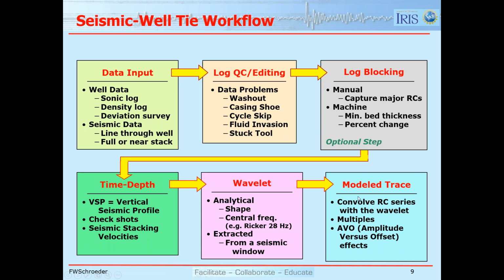And then we can generate our modeled trace or our synthetic trace. We use the mathematical procedure called convolution. We have our reflection coefficients from our sonic and density logs. We have our wavelet, either an analytical or an extracted wavelet. The software can handle multiples, and it can also handle amplitude versus offset effects.